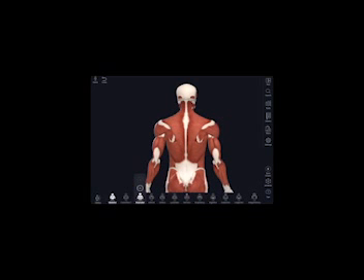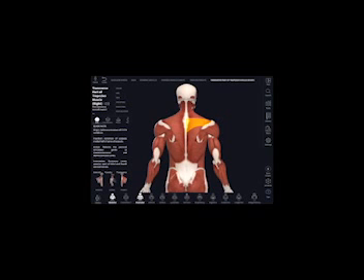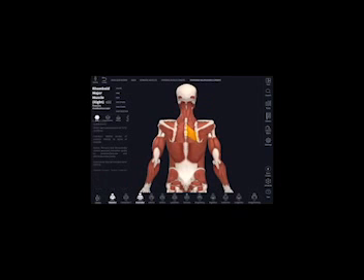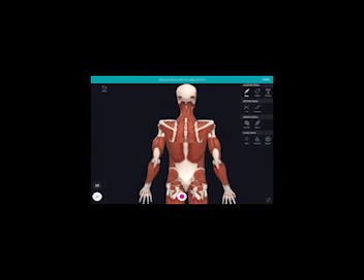The primary mover for that is the middle trap. The middle fiber of the trapezius muscle will do that along with the rhomboid. You can see the medial border of the scapula is the insertion for rhomboid major and minor. So these are the musculature that will pull the scapula together to the spine. An important note here is the rhomboid originates from the spine, right? The spinous process, and it inserts to the medial border.